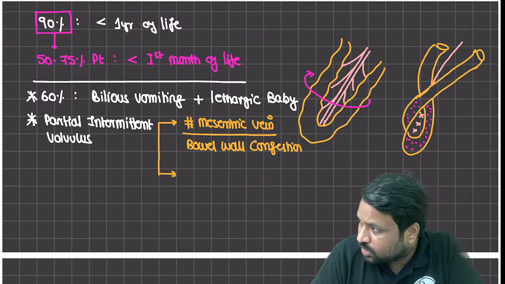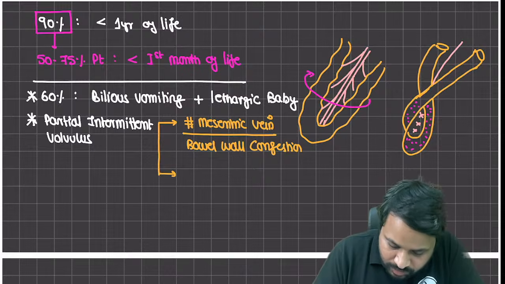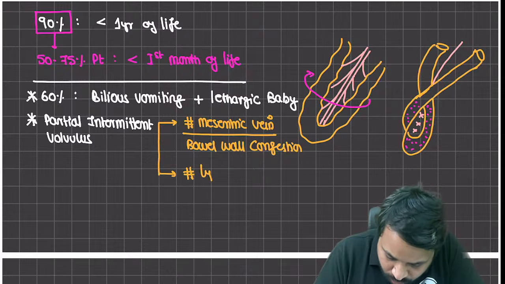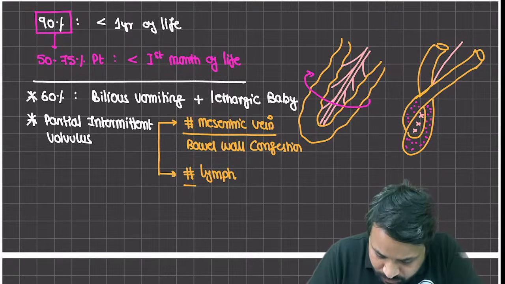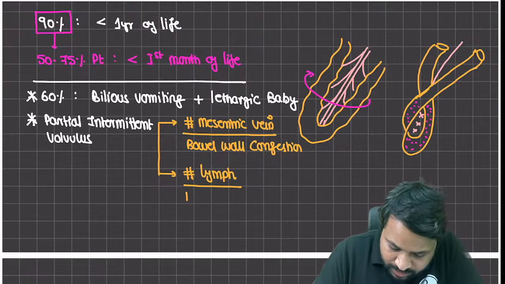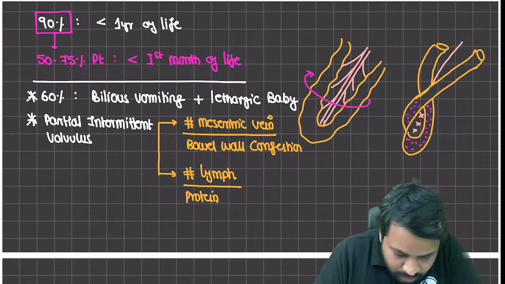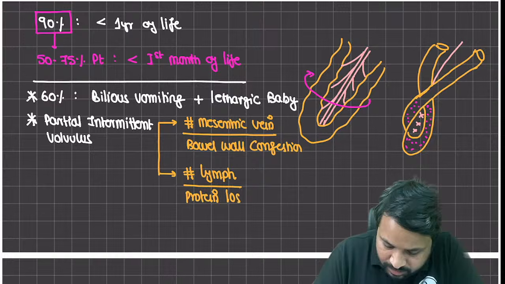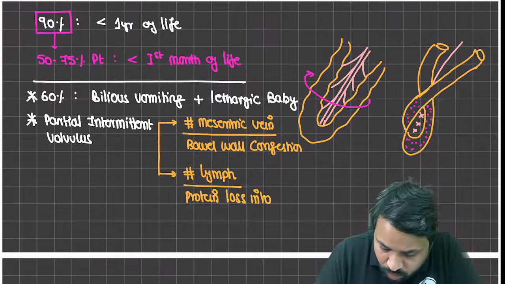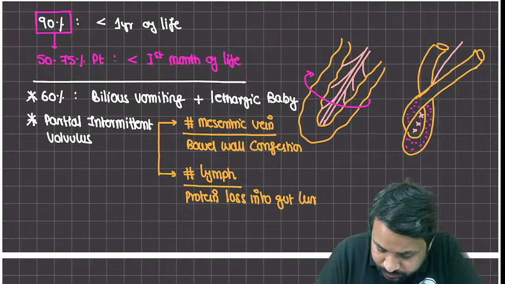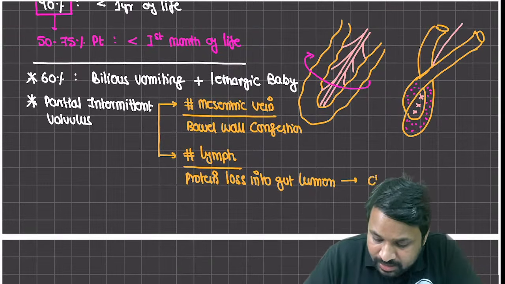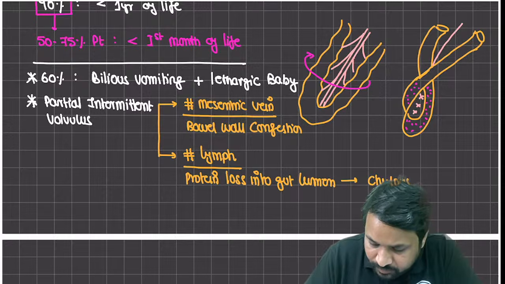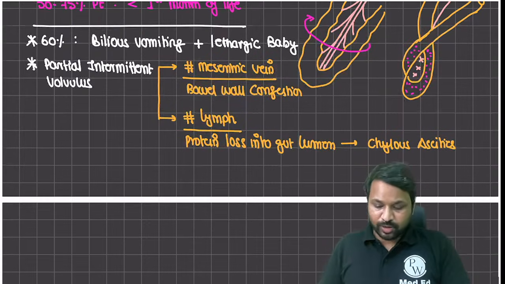This will also cause obstruction of the lymphatic channels. Now, as it will cause obstruction of the lymphatic channels, it will result in protein loss into the gut lumen. And the same thing can result in your chylous ascites. So chyle in ascitic fluid can also be because of the same reason.